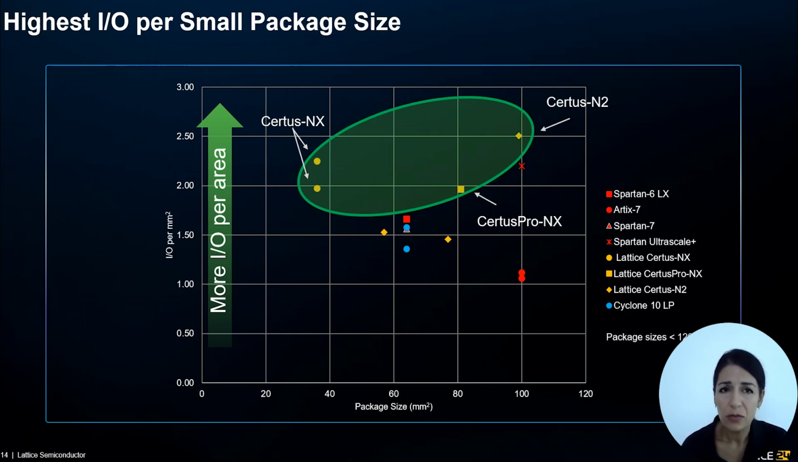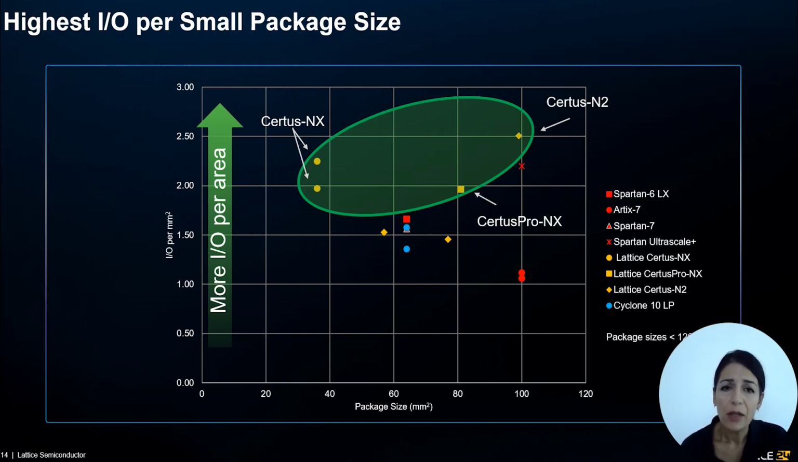Lattice Certus, Certus Pro, and the new Certus N2 family offer the most I/O in this small package area, under 10 by 10 square millimeter. So having the I/O count required in the smallest possible package really can impact and save system cost through board space savings. So let's look at this table here.